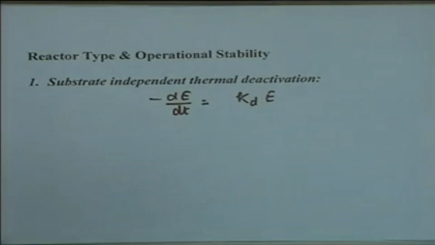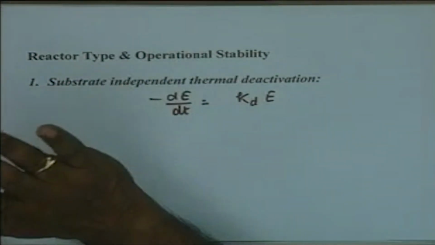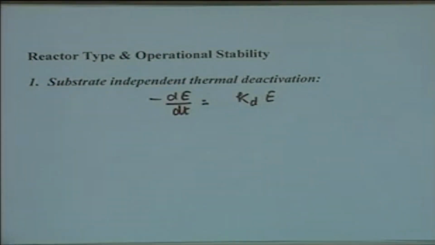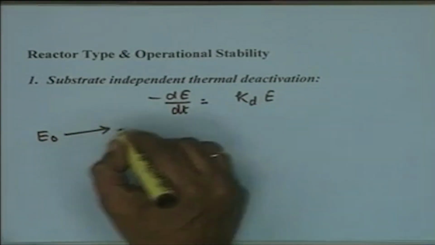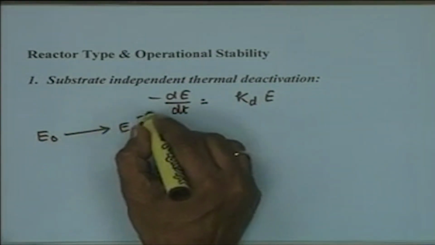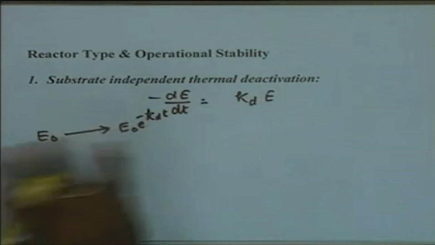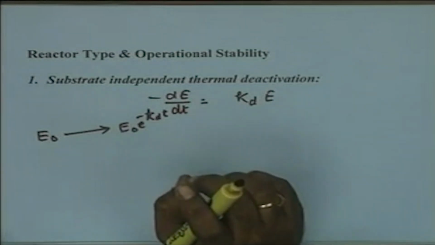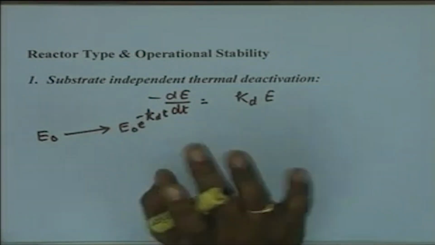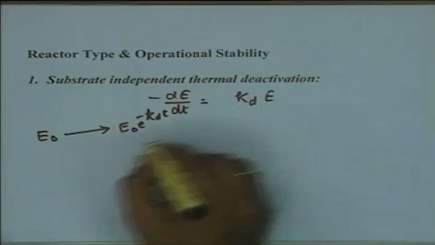If in your idealized reactor performance equation you replace E0 with E0 e to the power minus kd into t, where t is the operational time, you can get the modified reactor performance, or the effect of operational stability on the reactor performance. And in such cases, you see the performance for CSTR.